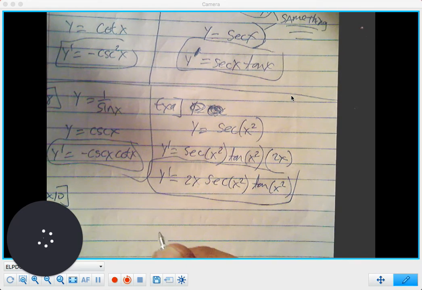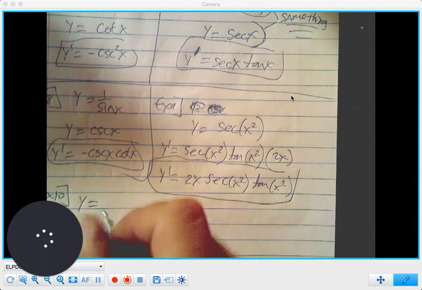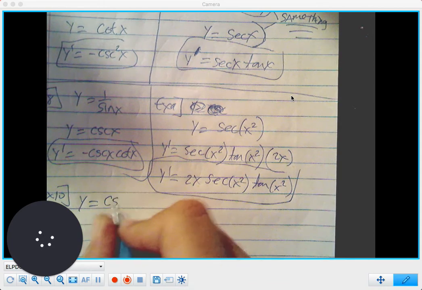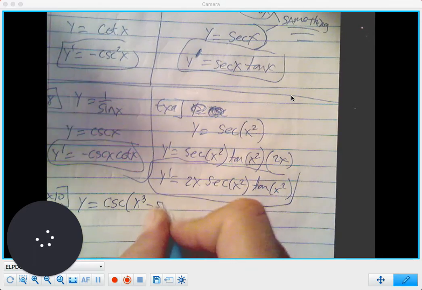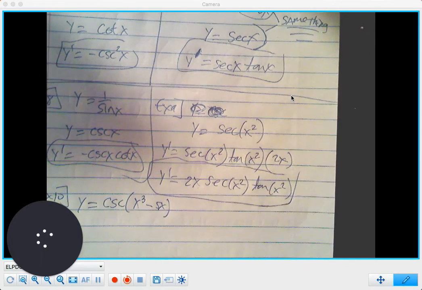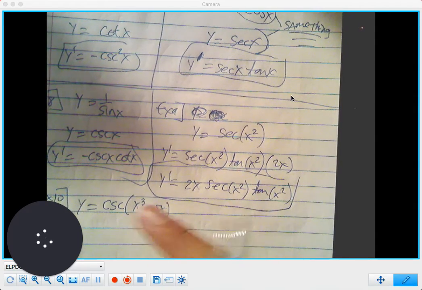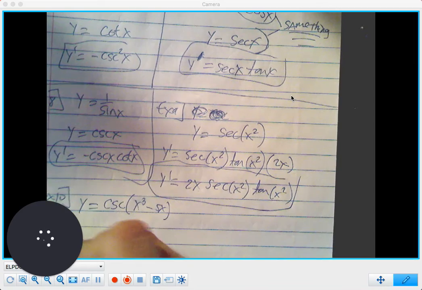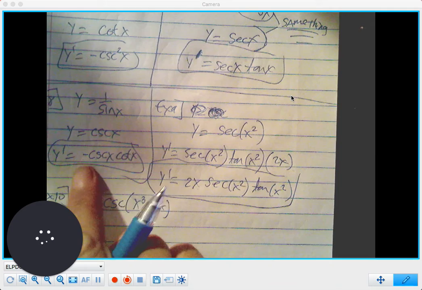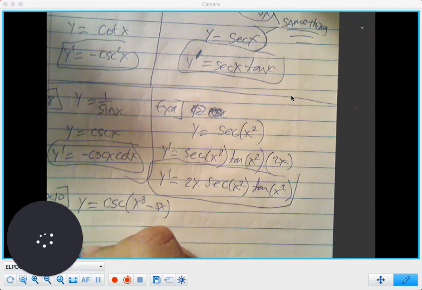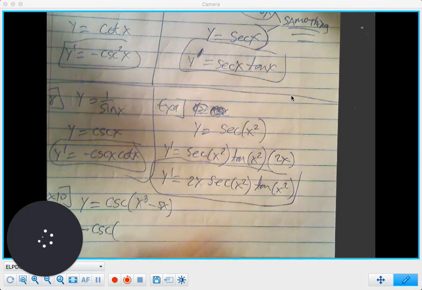Cool? Now, the one that I got confused on is y equals cosecant of x cubed minus 5x. This is the one that I was going to do here. Again, I'll cover it. What is the derivative of cosecant? The derivative of cosecant is negative cosecant cotangent. Negative cosecant of what? Well, this thing. Let me write it down.